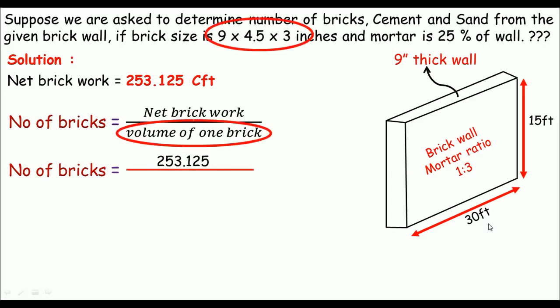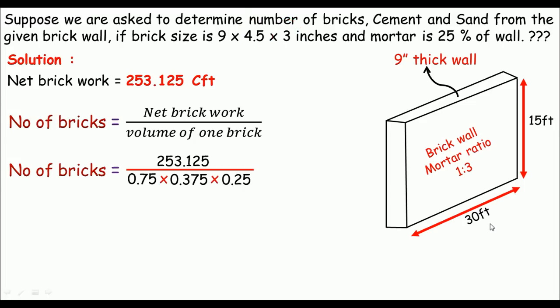The size of the brick is known, so its volume is 9 times 4.5 times 3 inches. But this is in inches, so we have to convert these into feet: 9 inches is 0.75 feet, 4.5 inches is 0.375 feet, and 3 inches is 0.25 feet. We get the number of bricks equals 3600. So this is how we determine the number of bricks.